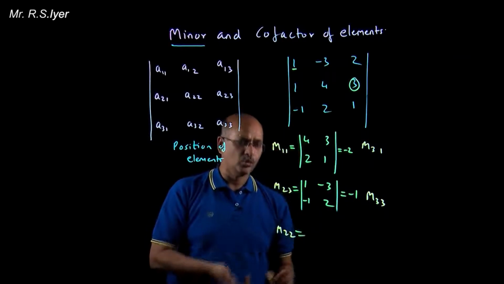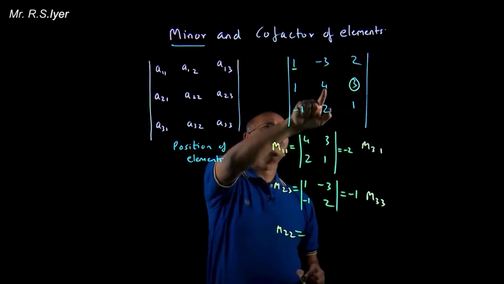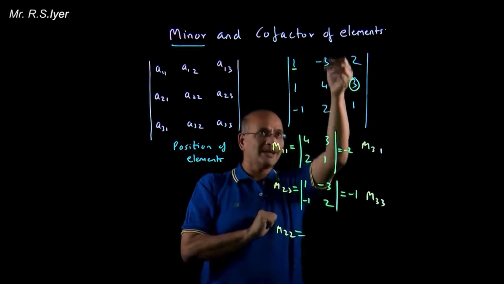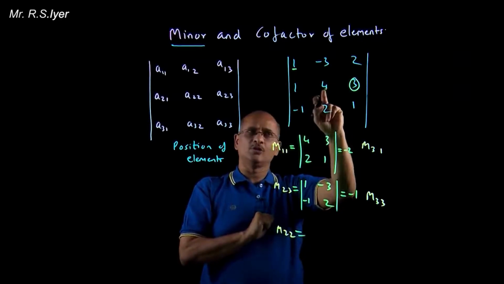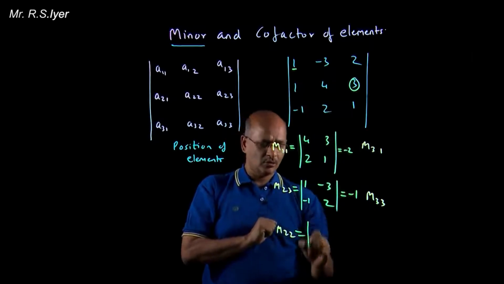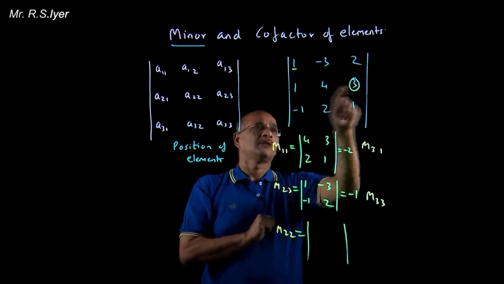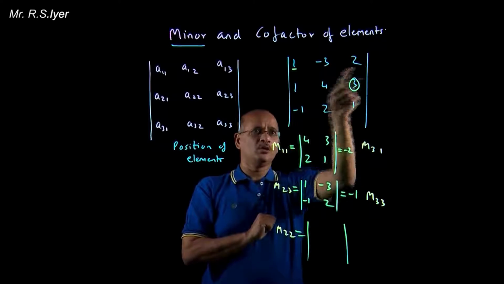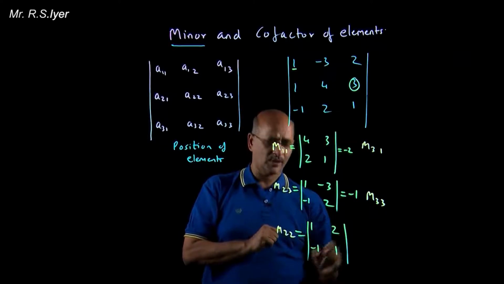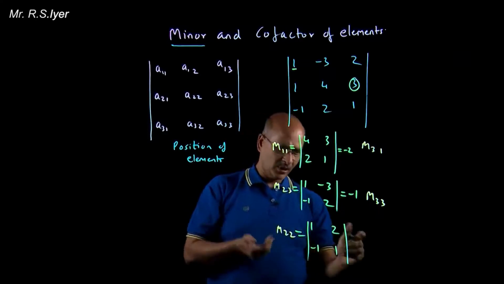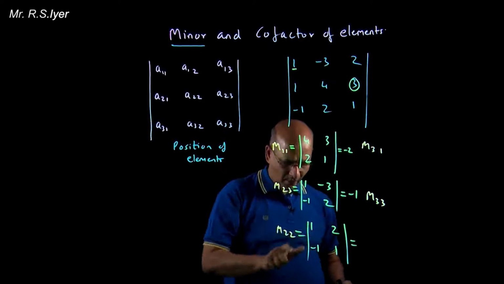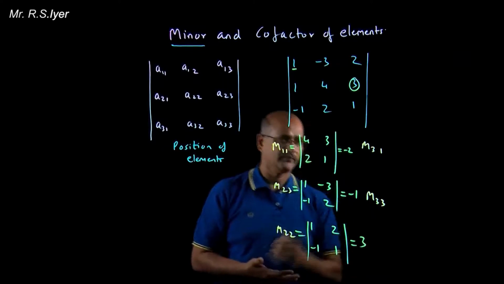Let us take 22. Where is the element here? 22 is over here. So leave the second row and second column, because 4 is the 22 element. So what is left out now? Try to understand this. Second row and second column: 1 2, minus 1 1. Open it up, same thing you did before, that is AD minus BC. So 1 minus of minus 2 is 3.